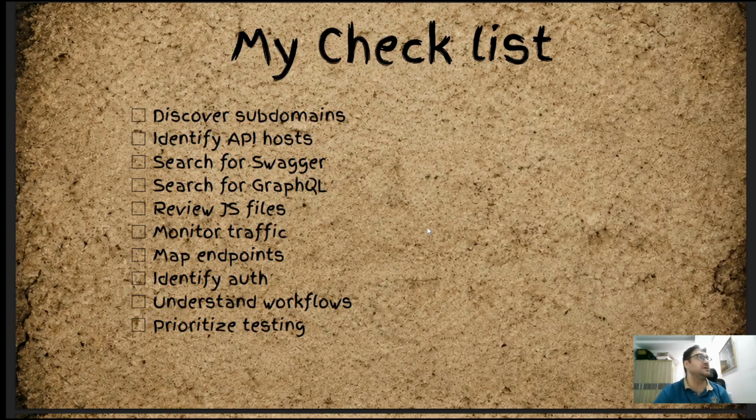Map endpoints, do your inventory asset list. We'll go through that today. Identify auth, what is it doing? How is it functioning? Stuff like this. Understand workflows. So understand what is the purpose of this website? How is it operating? How does it receive information? Stuff like this. And then finally, after you're done with all those things, then you can go into testing.